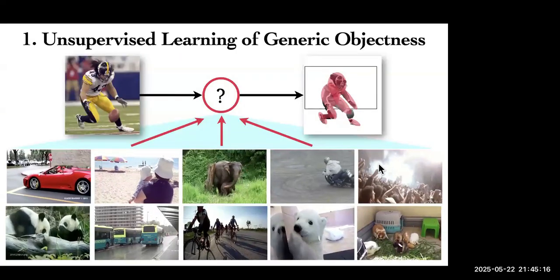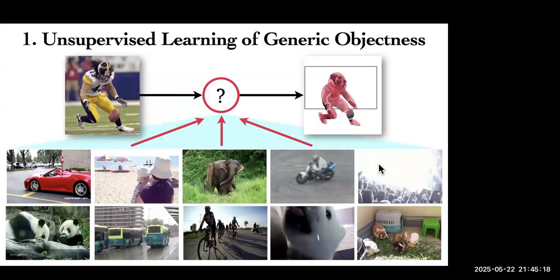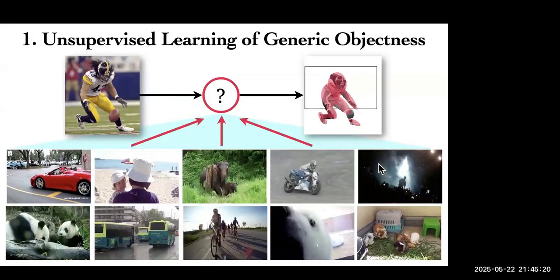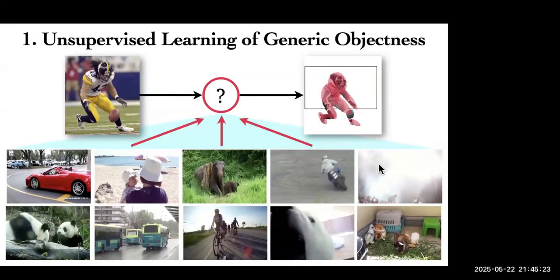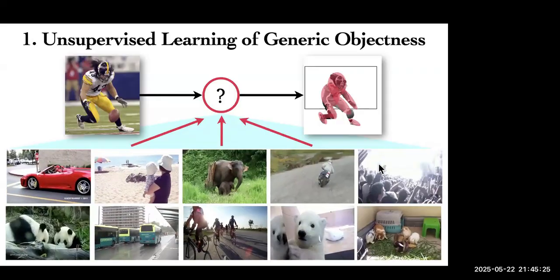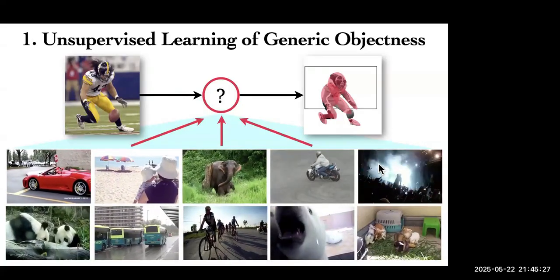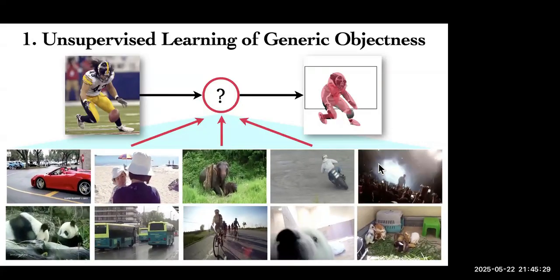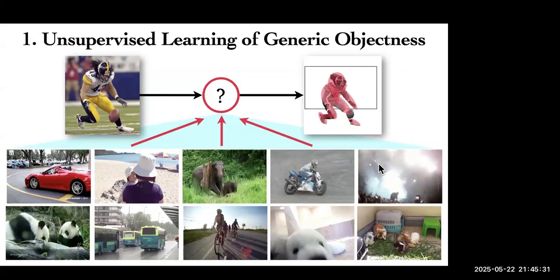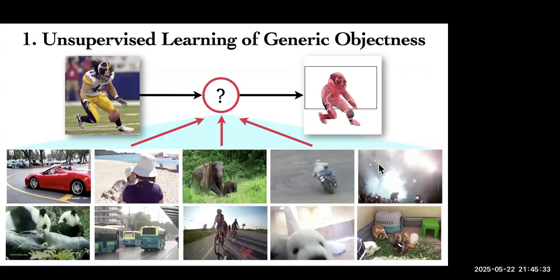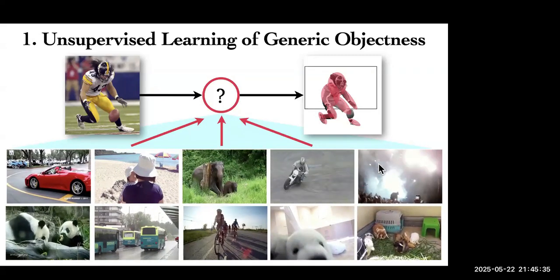Okay, so the first work I want to talk about is unsupervised learning of generic objectness. Given unlabeled videos, I want to put a hotspot on every frame of the video, indicating potential object interest. I may not know what it is, but I know it is something that is recurring. It is a potential object of interest. Okay, I don't have any labels.